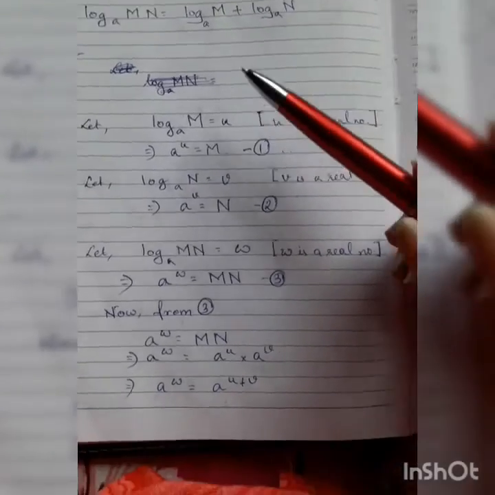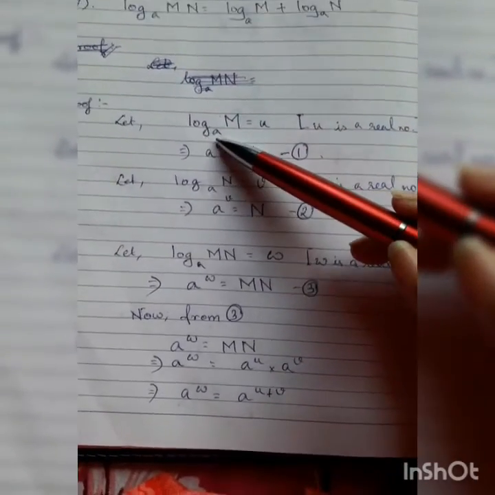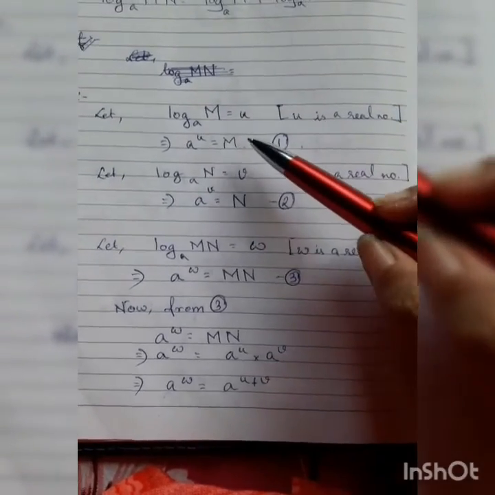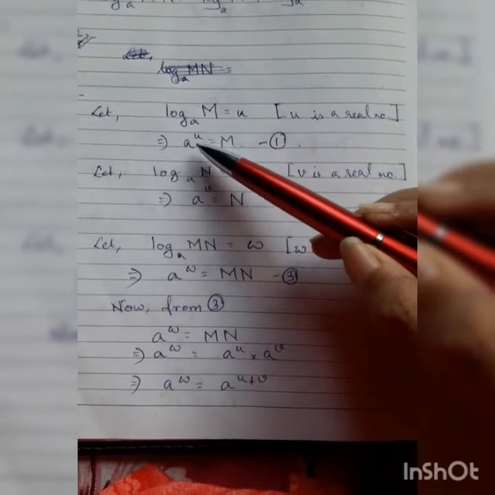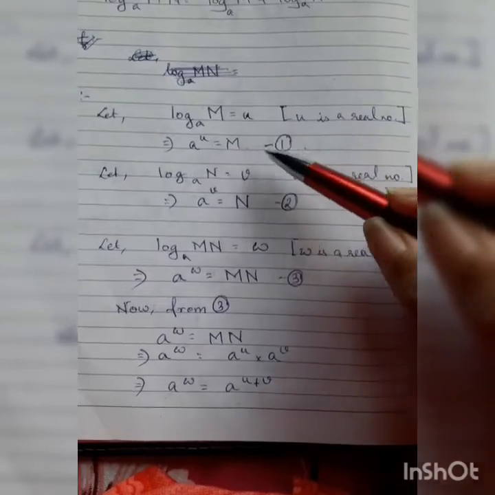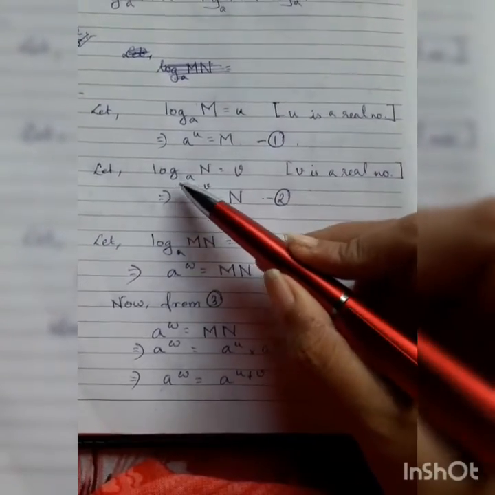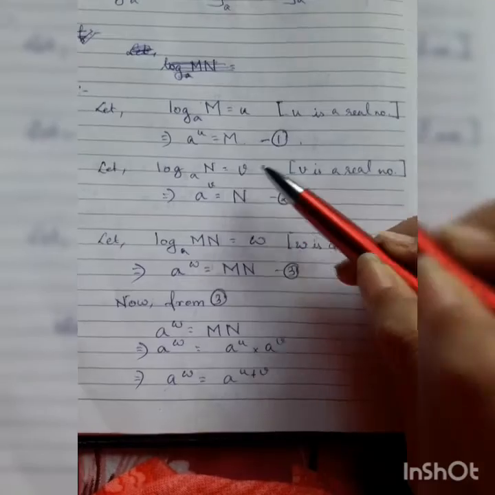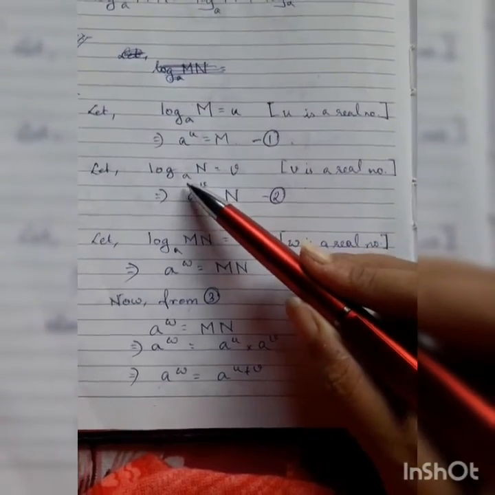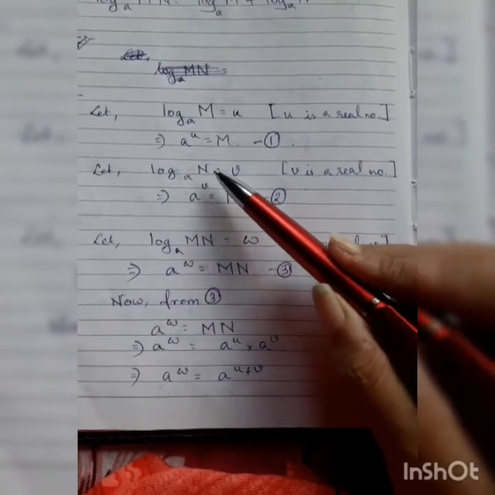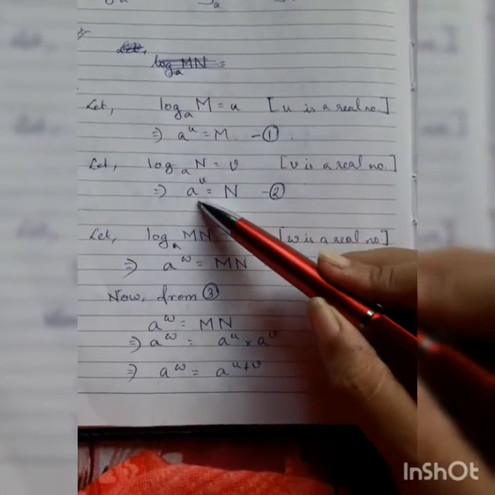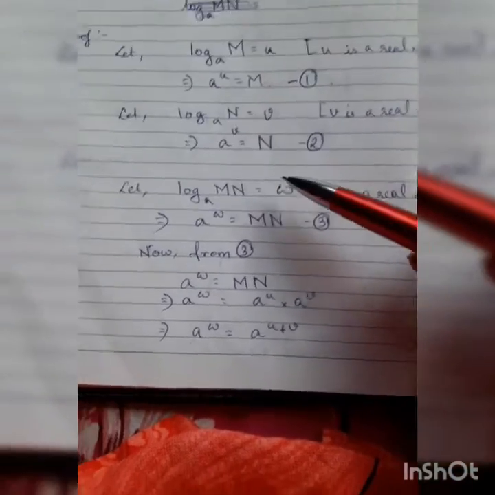Now let us see the proof. Let log m to the base a equal to u, where u is a real number. So a to the power u is equal to m from the definition of log. Again, let log n to the base a equal to v, where v is also a real number. So also from the definition of log, a to the power of v is equal to n. We have taken a to the power of u equal to m as 1 and a to the power of v equal to n as 2.